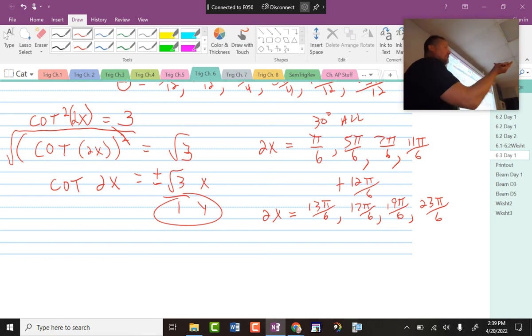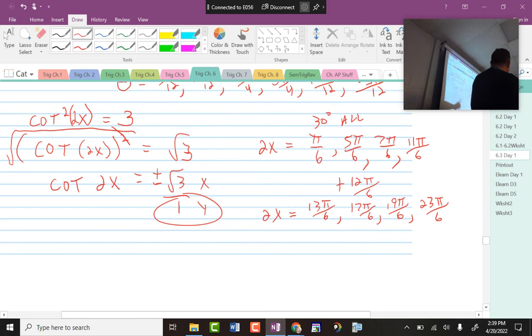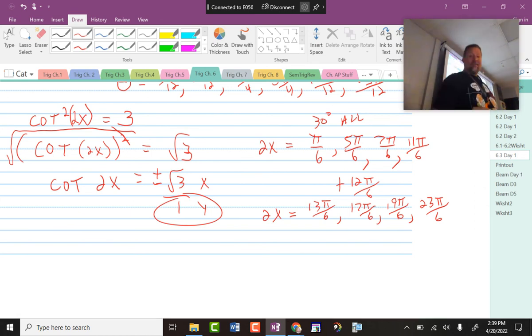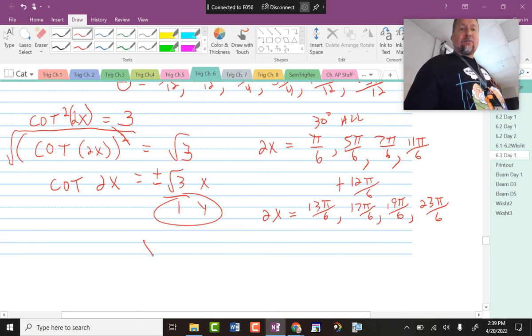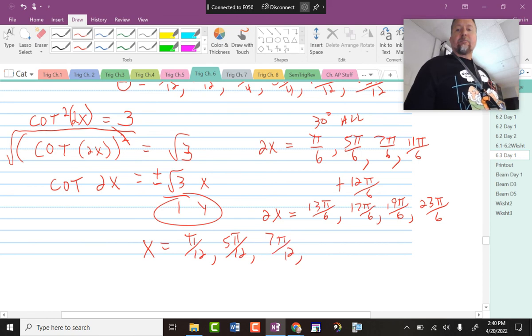All right, what do I have to do to both sides? Not divide by 2, but does 2 go in 1, 5, 7, 11, 13, 17, 19, or 23? Yes or no? No. So annoyingly, here's what x is. Pi over 12, 5 pi over 12, they're all over 12s. So you annoyingly have to write them all. So the only annoyance is that you have to write your answers. So again, 2 doesn't go into any of those odd numbers up at the top.